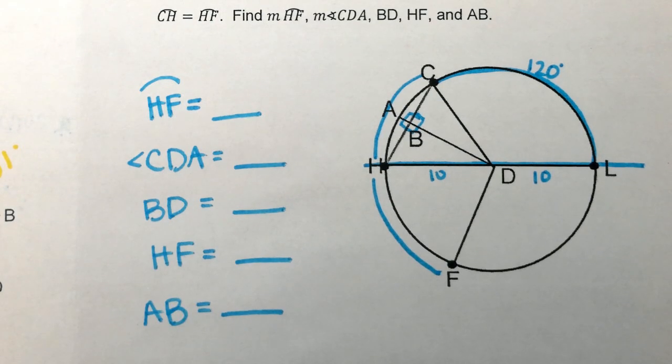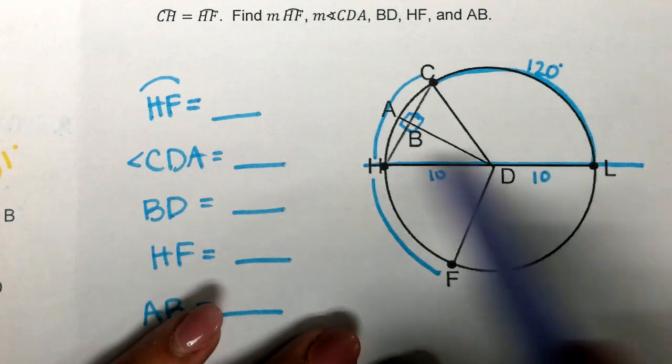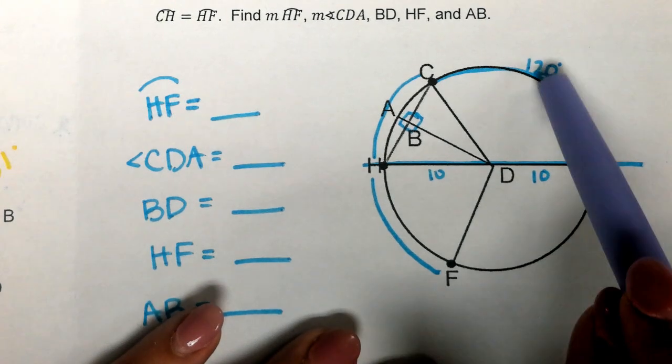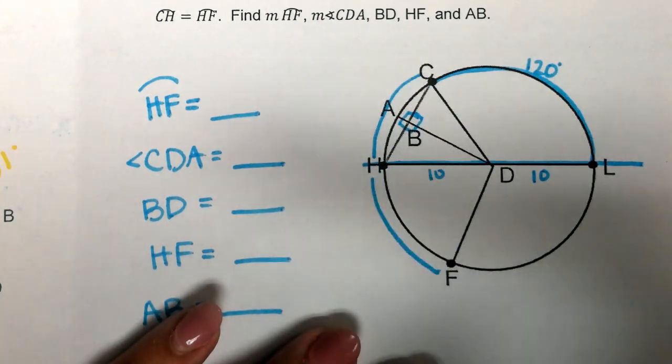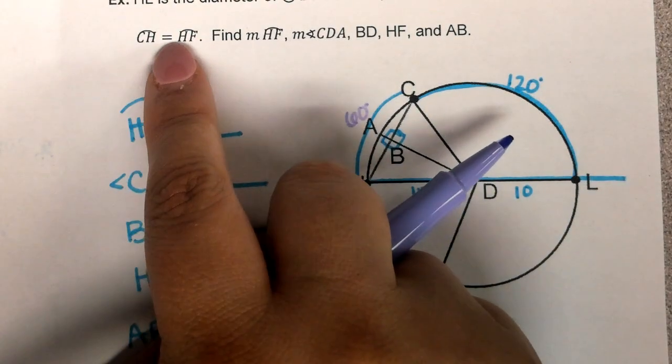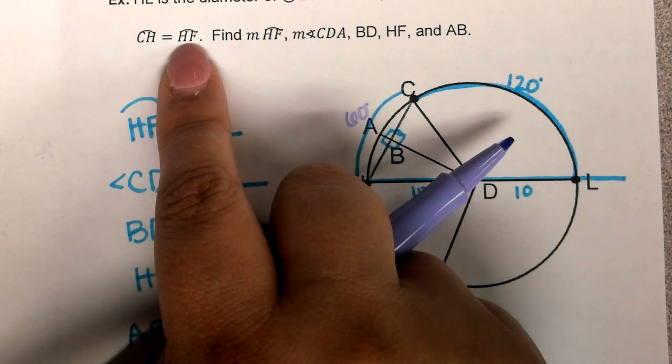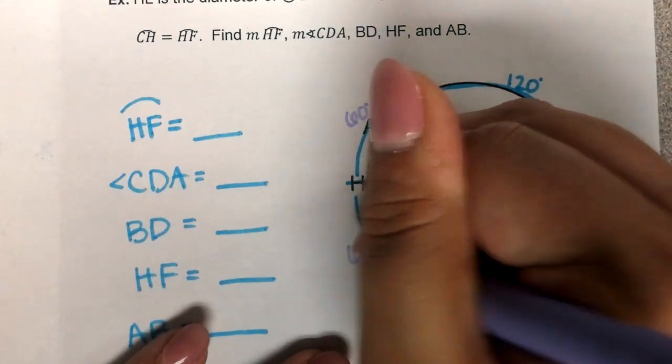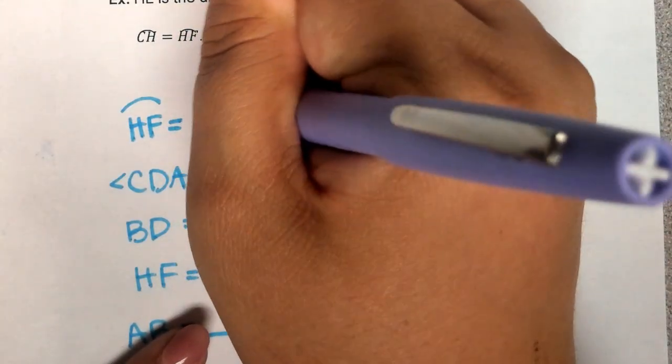Okay. So, what do we know first? Say that louder. Yeah, do you agree HL creates a semicircle? So if this is 120, what's CH? 60. And if we know CH is 60, didn't it tell us CH is congruent to HF? So arc HF is also 60 degrees.